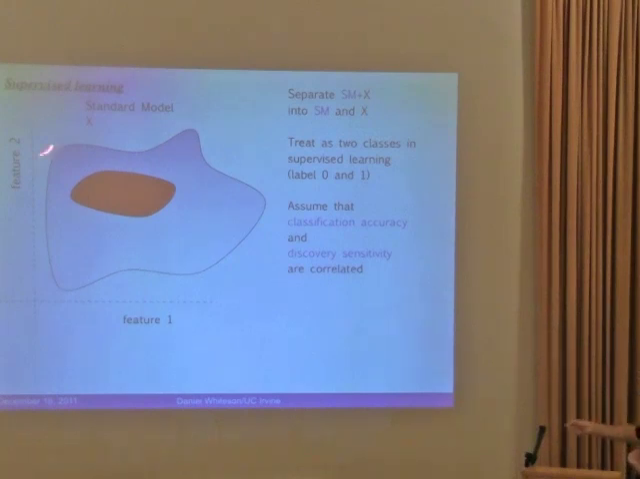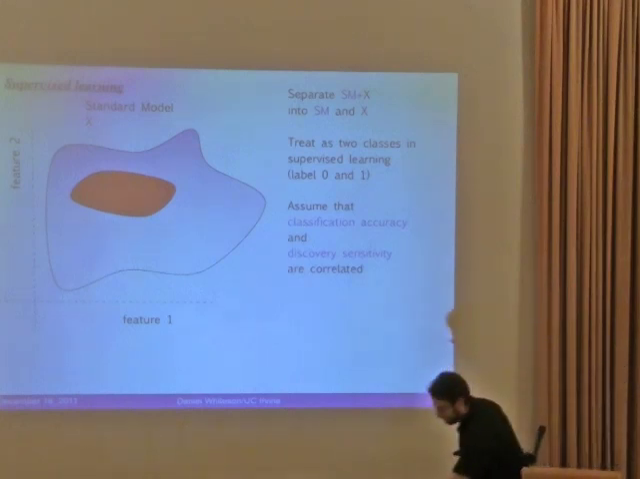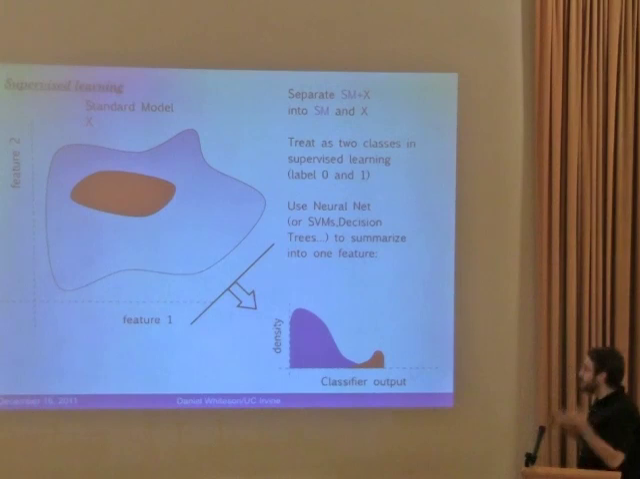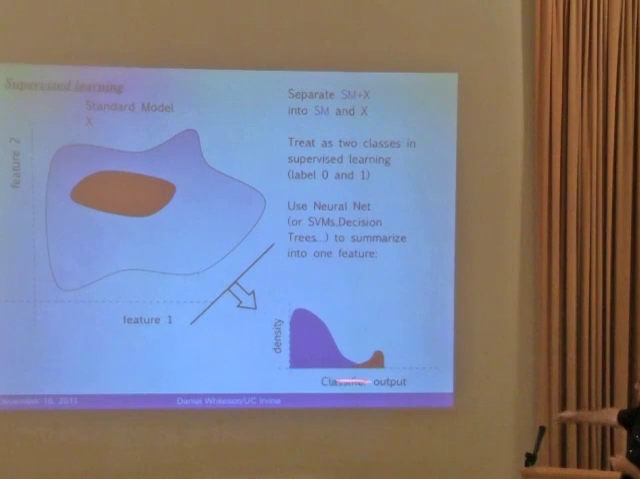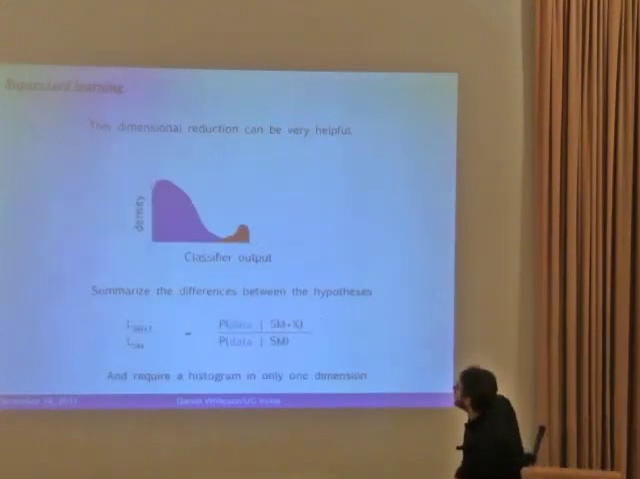What we do is we separate the two pieces of it, the standard model and this new piece, X. We assume there's no interference. And typically, what we do is treat this as a classification problem. We say there are 2 classes in supervised learning, and we assume that what we actually want to do, which is enhance our discovery sensitivity, is 100% correlated to what supervised learning can do, which is classification. Okay, so you take your neural network or boosted decision tree or whatever, SVM, and you boil this down to one dimension. Right? You try to understand where your signal lies, and you put that close to 1 and the background close to 0. That's what we try to do.